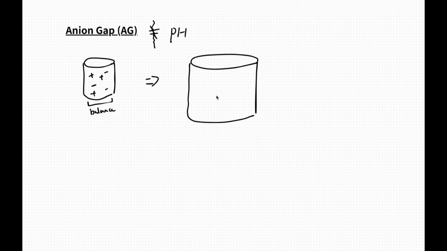The ions we can actually measure are sodium, chloride, and bicarbonate. But in reality, there are other important anions that we cannot measure. Non-volatile acids such as phosphate, sulfate, and lactate. These are metabolic products, and most of them carry a negative charge.